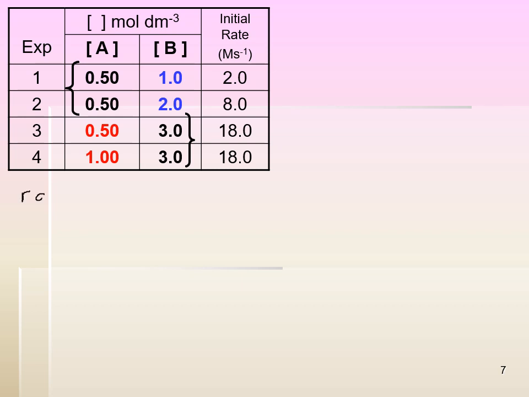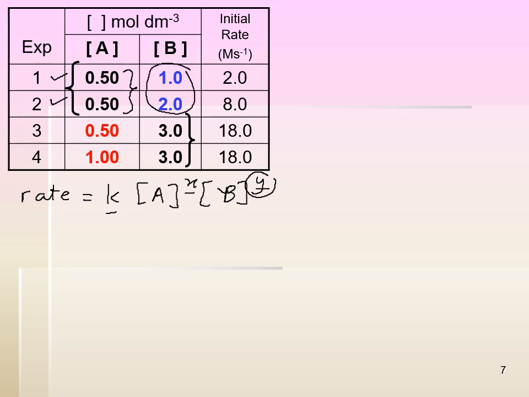The rate is equal to K [A] to the power of X and [B] to the power of Y. So we want to find X and Y and also K. Look at experiment 1 and 2. We have the same concentration of A, so we are able to get Y. For the concentration of B here, it is different.